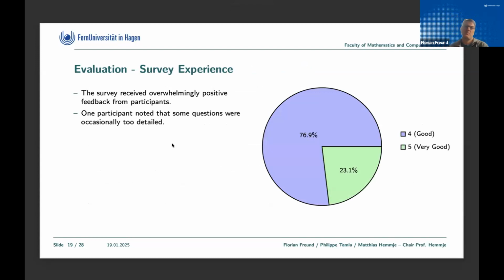So finally, we asked the participants about their survey experience, and they gave overwhelmingly positive feedback. One participant noted in an open question at the end that the questions were occasionally too detailed.